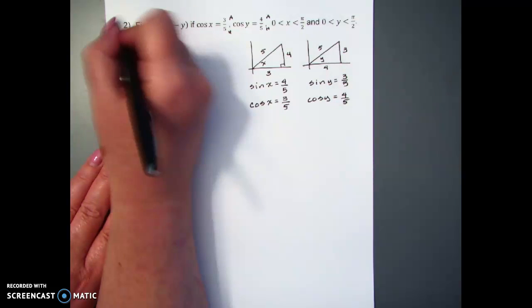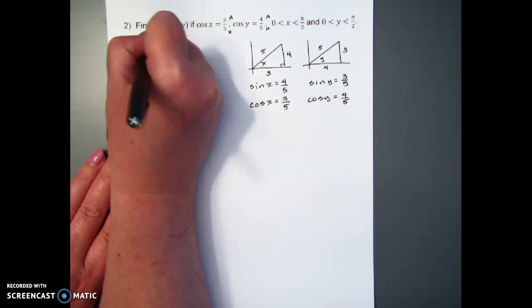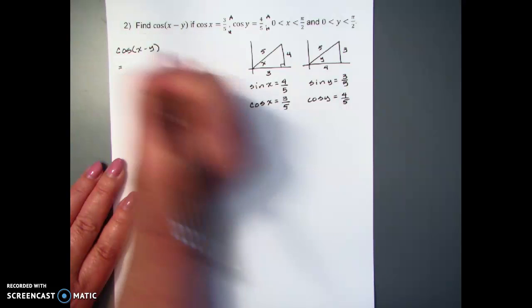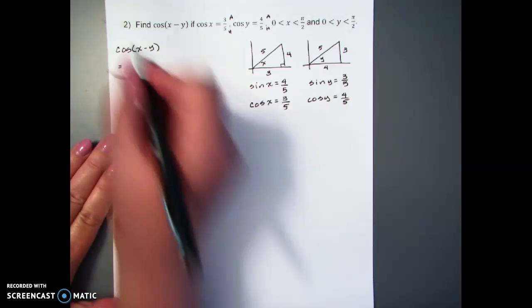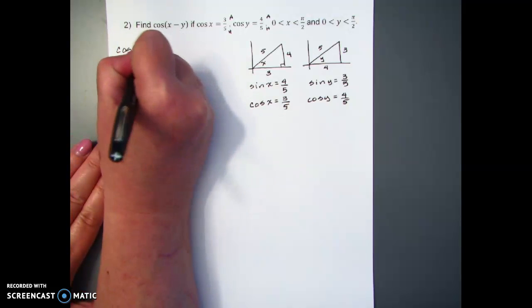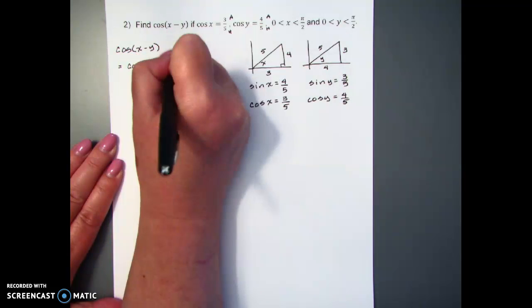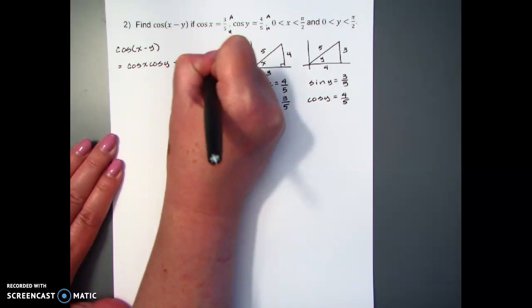So using our orange formula sheet, we would know that the cosine of x minus y, since I don't have much room, I'm going to come down here, is going to be equal to, so cosine is the one where the functions are the same, but the sign in the middle is different. So it's going to be cosine of x, cosine of y, and then we're going to change the sign to plus, and then it's going to be sine of x, sine of y.